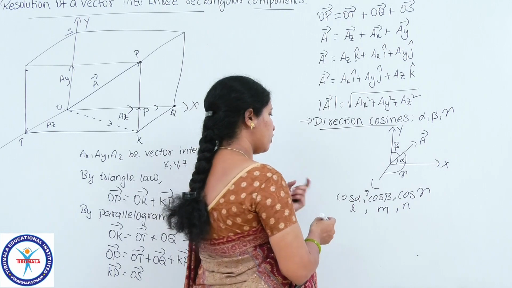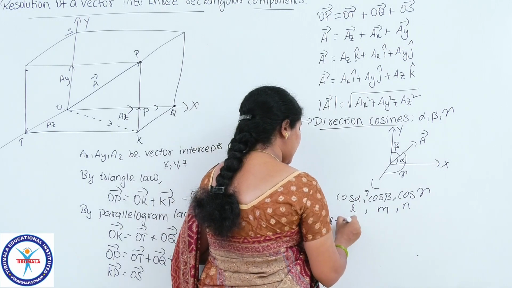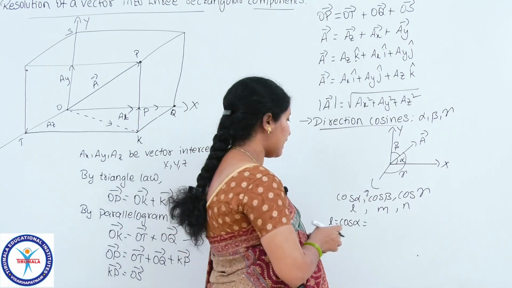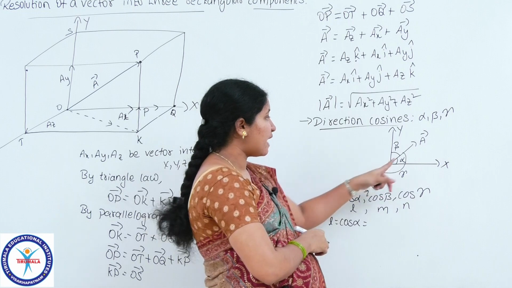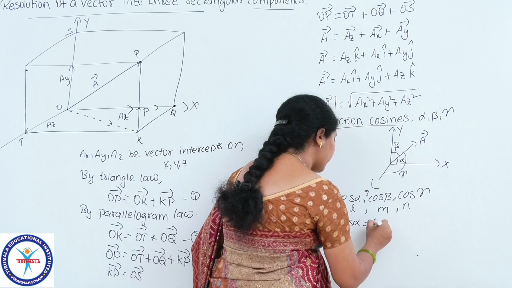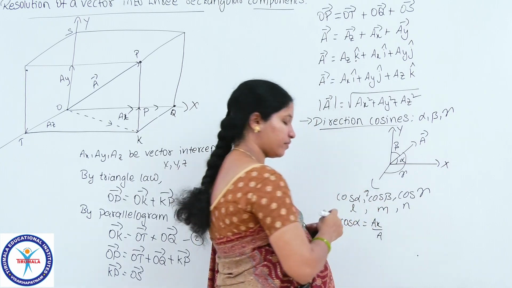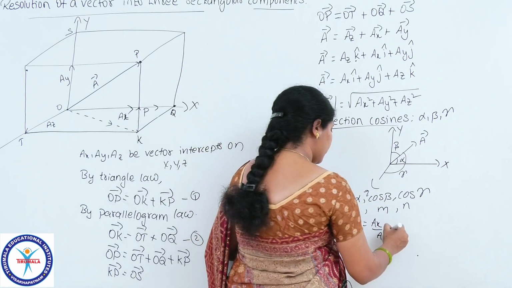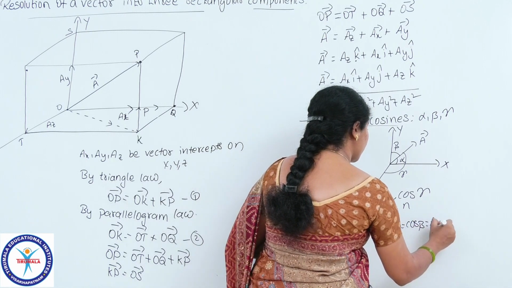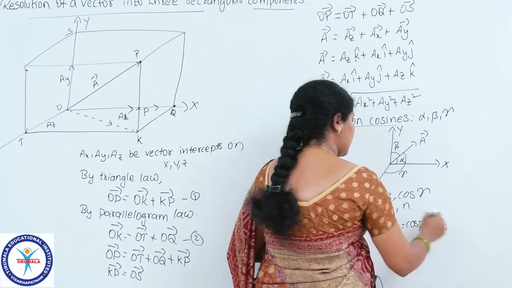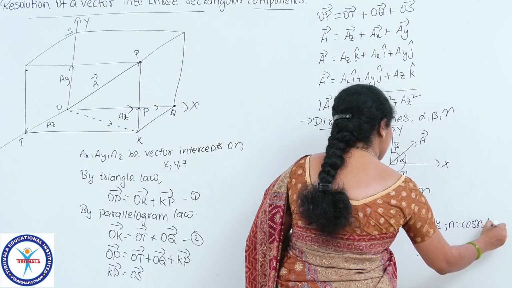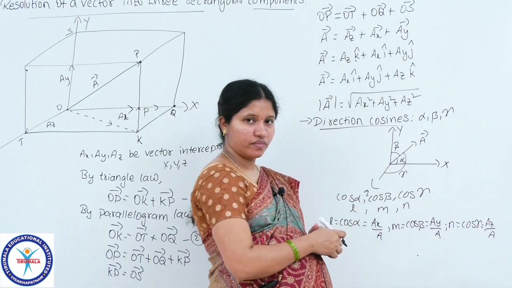So let us define what the cos alpha value is. L equal to cos alpha, which is the angle made by A bar vector with the x axis, so we can write AX by A. We can write M equal to cos beta equal to AY by A. Similarly, N equal to cos gamma equal to AZ by A.